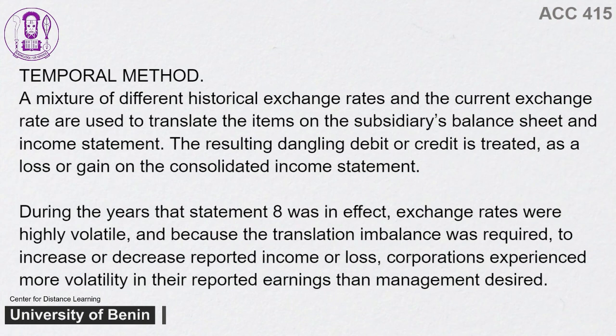Temporal method. A mixture of different historical exchange rates and the current exchange rate is used to translate the items on the subsidiary's balance sheet and income statement. The resulting dangling debit or credit is treated as a loss or gain on the consolidated income statement. During the years that Statement 8 was in effect, exchange rates were highly volatile, and because the translation imbalance was required to increase or decrease reported income or loss, corporations experienced more volatility in their reported earnings than management desired.